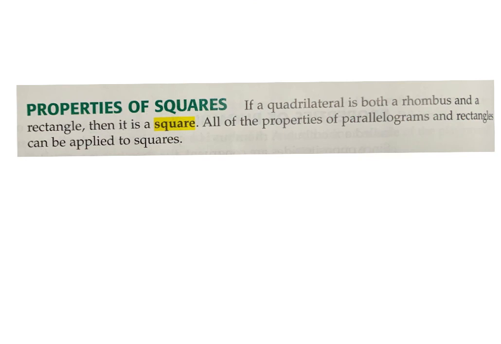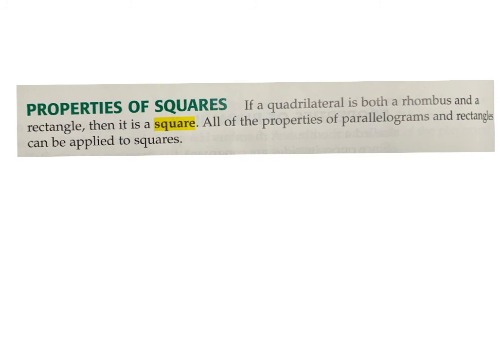If a shape is both a rhombus and a rectangle, then it is a square. All the properties of parallelograms and rectangles and rhombi can be applied to squares. All right, so squares fit all the characteristics. It is the most specific of the ones that we've talked about so far.